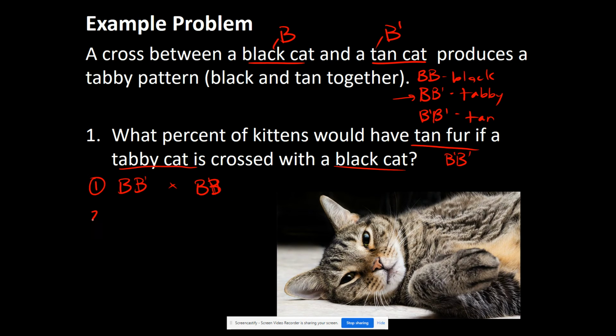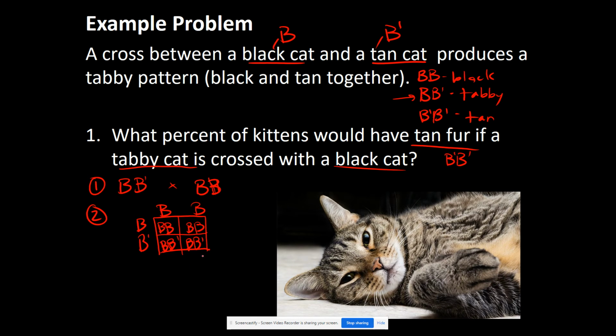Okay, and then now you're going to do your Punnett square. Doesn't matter which one you put on the top or the side. Oh man, hold on, let me erase that little mark. I don't want that there. So we have B, B prime. And we have B, B here. And now we just fill this in like before. Now we have B, B prime, B, B prime.